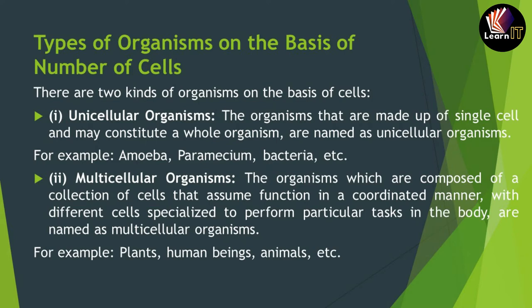For example, plants have different types of cells. Humans have different kinds of cells which perform different tasks, and animals have different kinds of cells. That's why it is known as a multicellular organism.